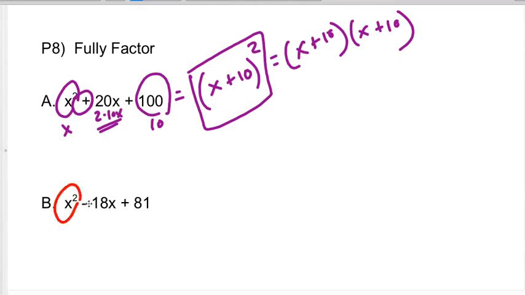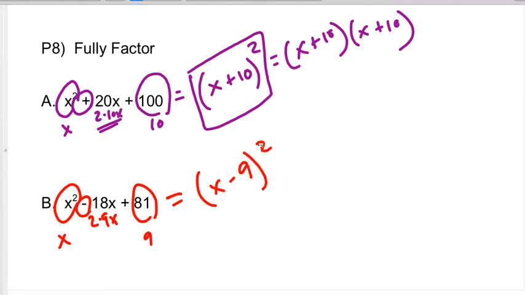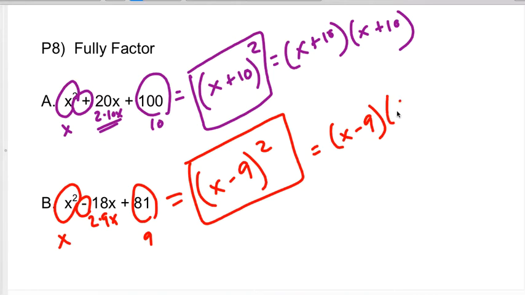Same thing here, right? Perfect square of x, perfect square of 9, and sure enough, this is double a 9x, right? So I keep the sign, and I get that this is an x minus 9 quantity squared. Or you could write it as an x minus 9 times an x minus 9. But that's basically the gist of perfect square trinomials. All right, let's keep moving forward.